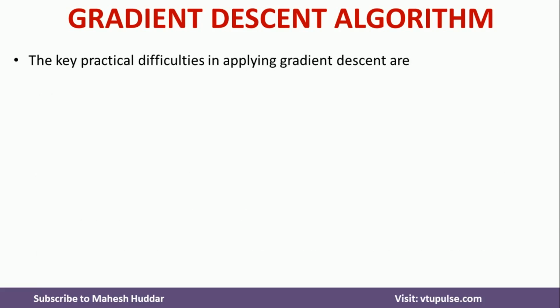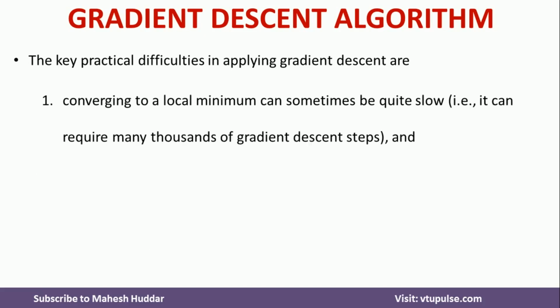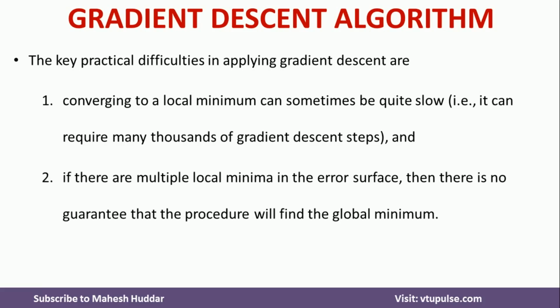The key practical difficulties in applying gradient descent are: converging to a local minimum can sometimes be quite slow, that is, it can require many thousands of gradient descent steps, and if there are multiple local minima in the error surface, then there is no guarantee that the procedure will find the global minimum. It can guarantee that it will find a local minimum, but there is no guarantee that it will find the global minimum. These are the key practical difficulties in applying the gradient descent rule.